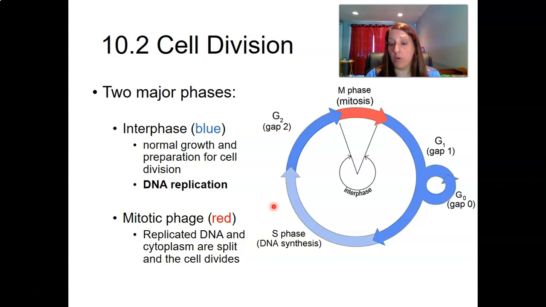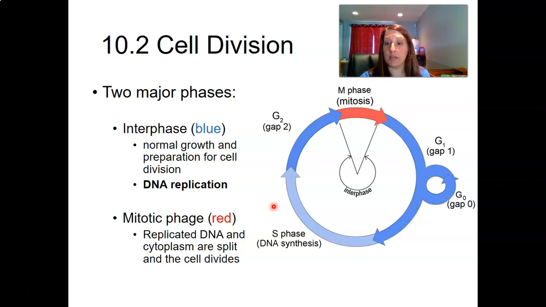And we're going to go over each of these stages, but just as a summary, interphase is a phase of normal growth and preparation for cellular division. The one key thing that happens here, during S phase, the second phase of interphase, is DNA replication. That is key to this process. And then again, in red, we've got our mitotic phase composed of mitosis and cytokinesis.